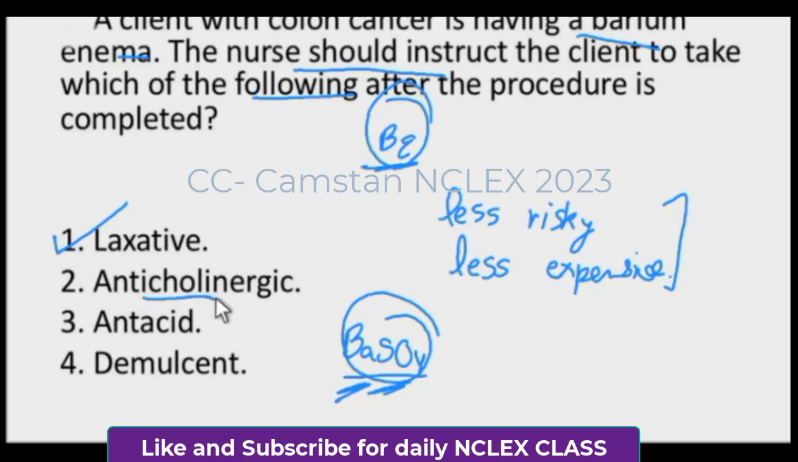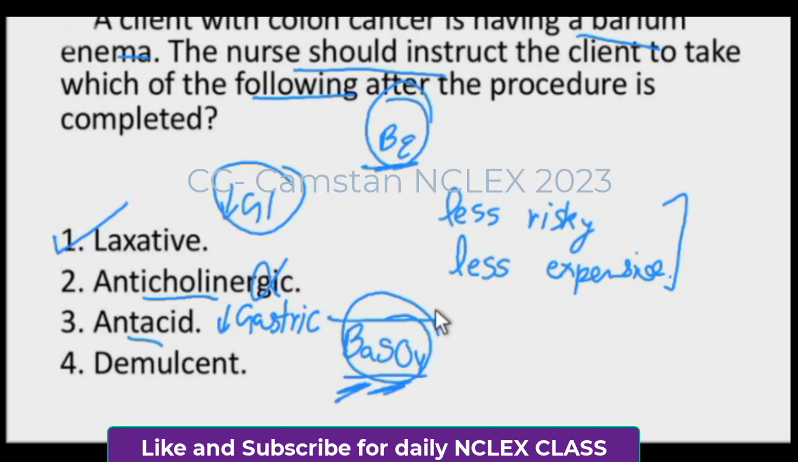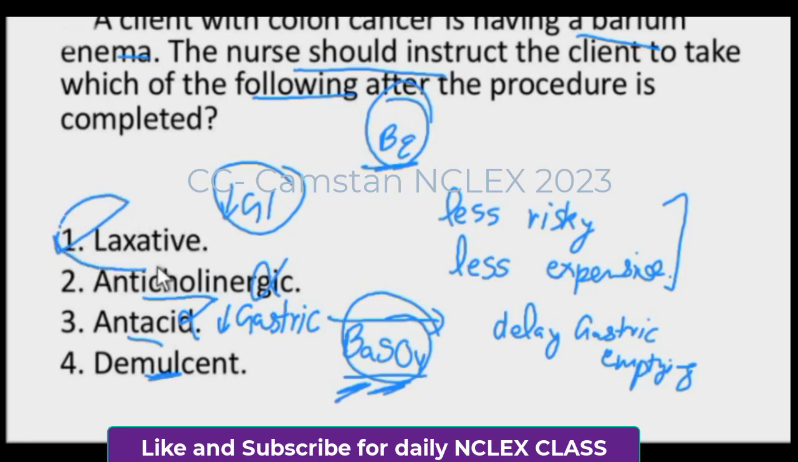Second option is anticholinergics. Anticholinergic drugs decrease GI motility, so the passage of the barium will be further delayed. So, this is not right. The third option is antacids. Antacids decrease gastric secretion, so they delay gastric emptying. So the third option is also not correct. Fourth one is demulcent. Demulcents are used to treat diarrhea as they soothe the mucous membranes of the GIT, so they have no role in expulsion of the barium. So the correct option is the first one, and that is laxatives.